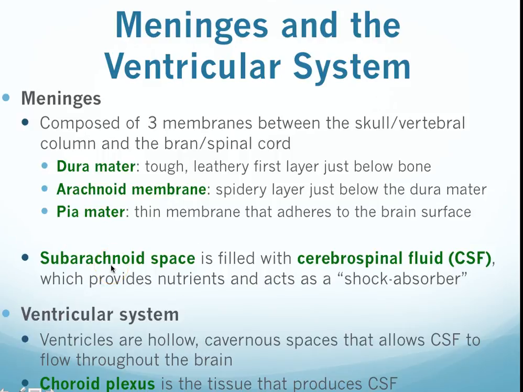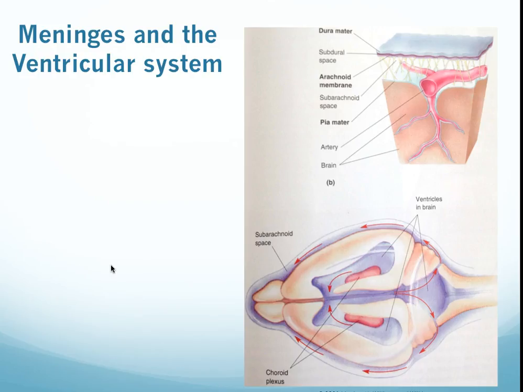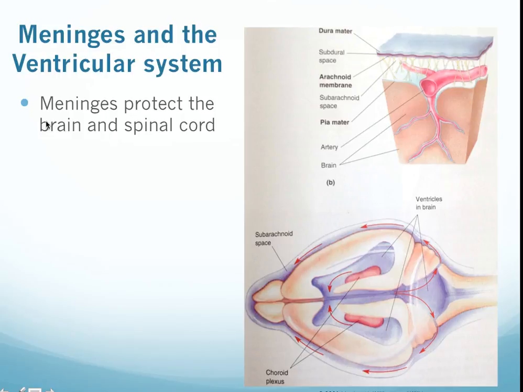And the CSF is important because it flows throughout the ventricles of the brain, the ventricular system. It provides nourishment to the brain, and it's produced, rather, by the choroid plexus of the brain. So here you can see a pretty good image. Let's go through this: protection of the brain and spinal cord.